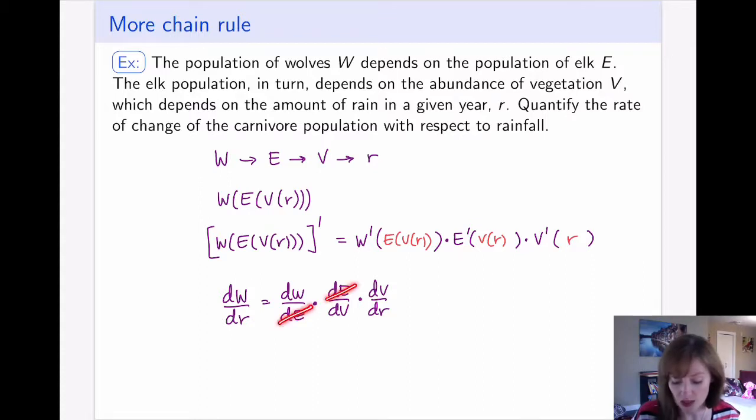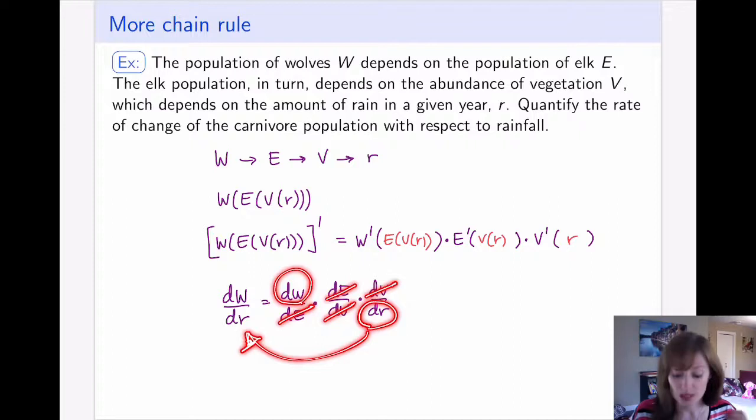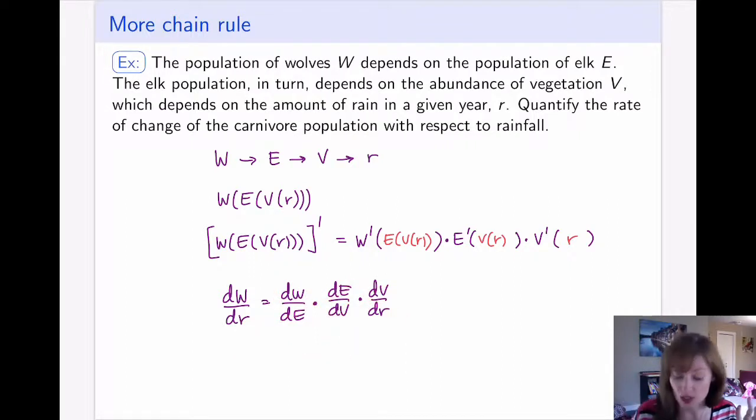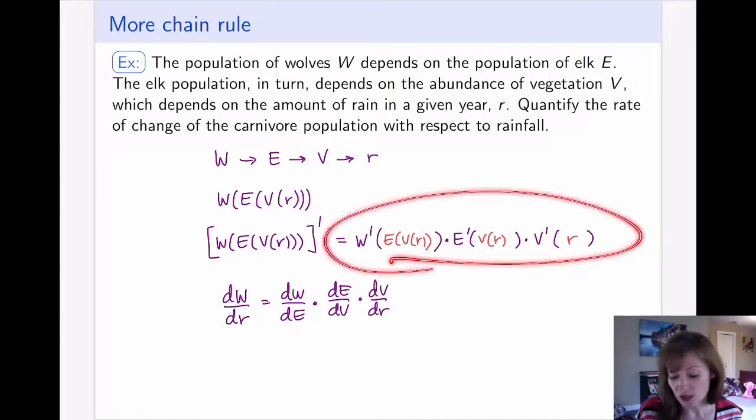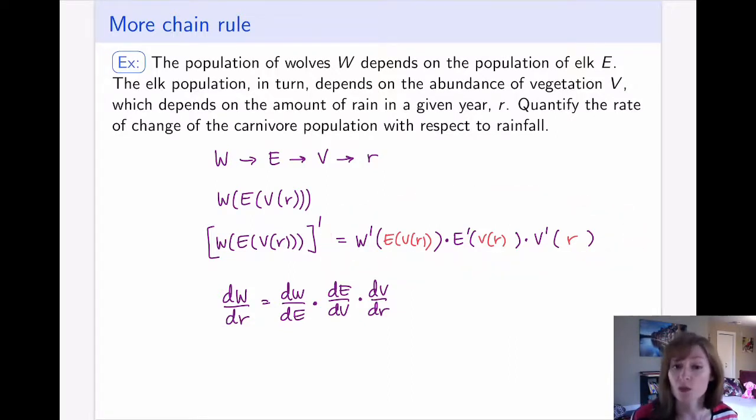So the two de's cancel out, the two dv's cancel out, and all you have left is dw by dr, which is exactly the thing that was required on the left. So you can make this sort of common sense check to make sure that you've actually covered all the steps of the chain correctly, which is something that you cannot easily trace through the prime notation here.